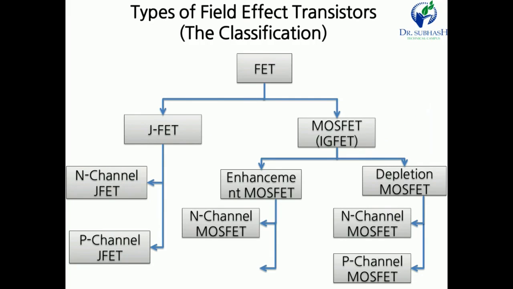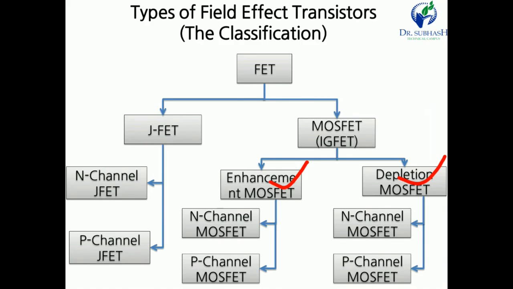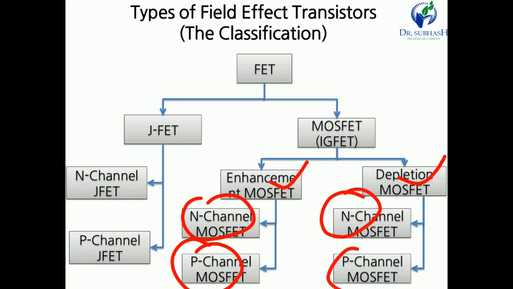And the MOSFET is divided in two parts. The first one is enhancement type MOSFET and the second is depletion type MOSFET. These two types of MOSFET are also each divided in two parts, N channel and P channel. The MOSFET will be covered in the next video. In this video we will cover the N channel JFET and P channel JFET, the basic fundamentals of the FET.